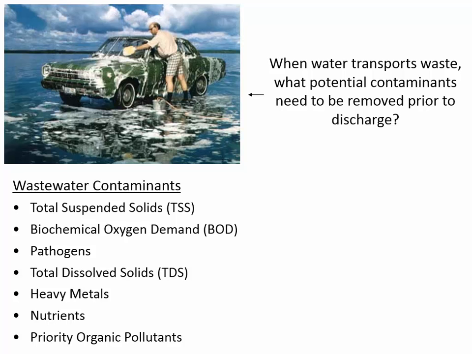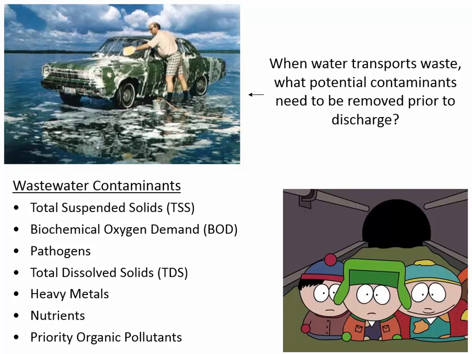Priority organic pollutants is a class of pollutants that include things like pesticides or dry cleaning fluid, trichloroethylene, just any sort of organic constituent like maybe gasoline or benzene that's regulated and shouldn't be in the water. Of these, the most common pollutants that are being removed from a wastewater treatment plant are the top 3. And then the rest of these are considered maybe secondary pollutants.